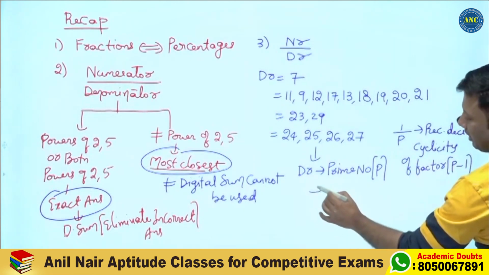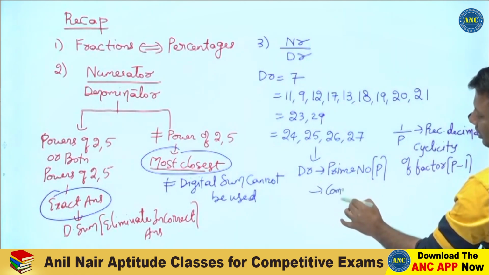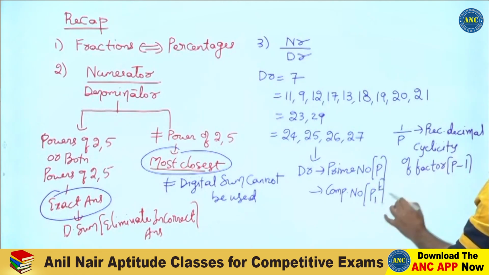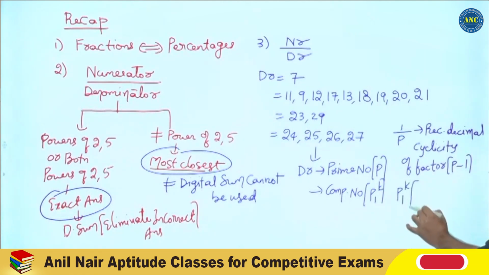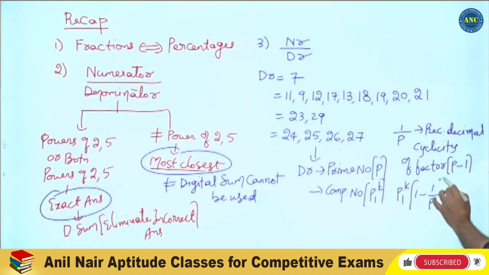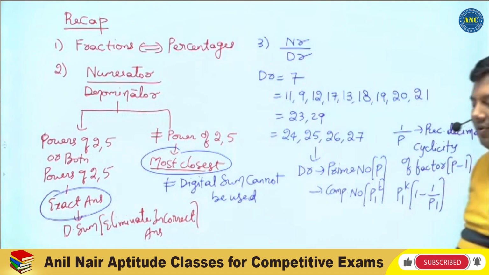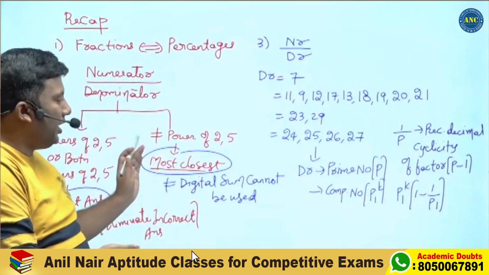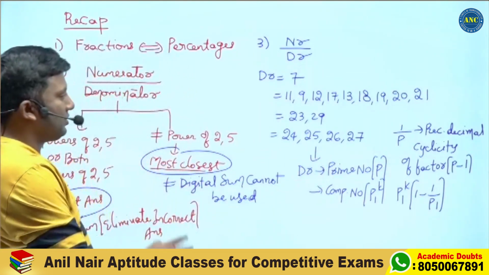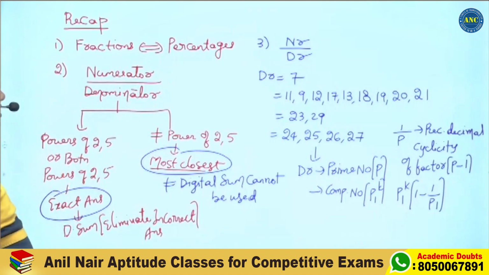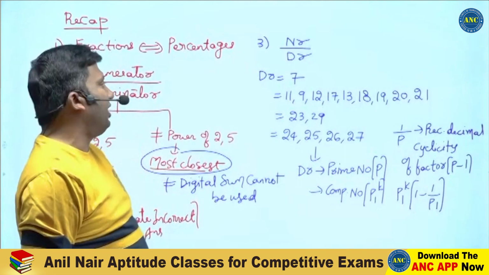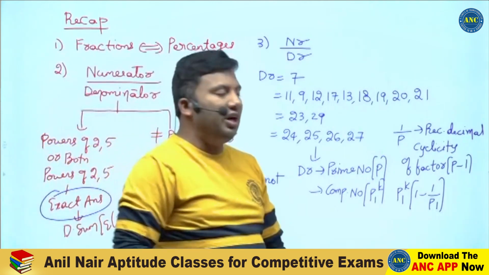If the denominator is a composite number which is of the form p1 power k, I will explain this concept in fractions and decimals. p1 power k into 1 minus 1 by p1. It could be a combination of either a power of a prime number or it could be a product of multiple prime numbers. These are some concepts which we discussed. First base percentage we discussed, then derived percentage we discussed. Percentage foundation we did it.